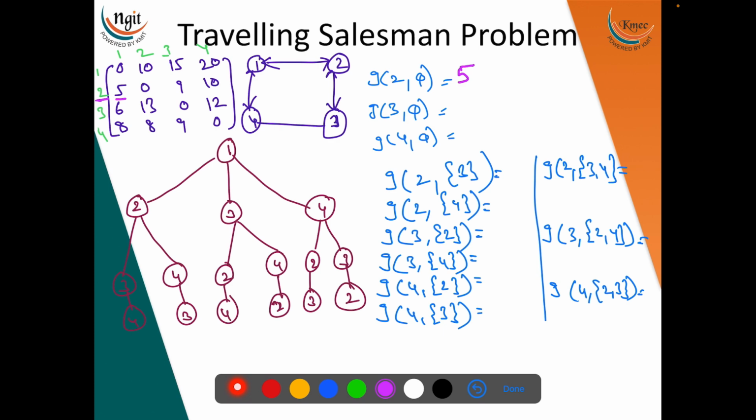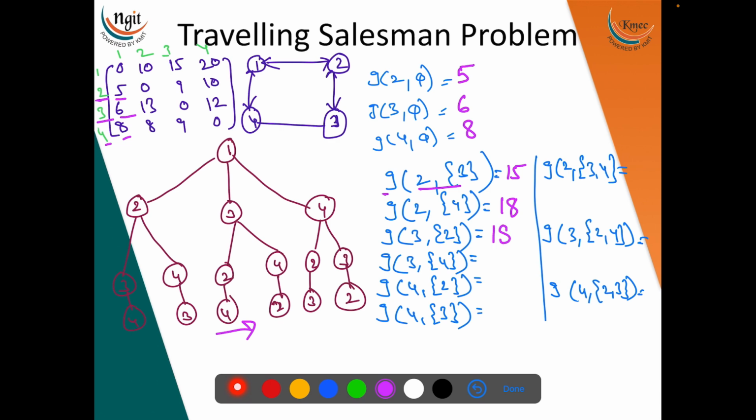2 comma 1 is 5. These values have to be reflected in your paper along with the recursive tree. And what is the 3 comma pi value? 3 comma 1 is 6, and the 4 comma pi value is 8. After that, the G(2, 3) value also you have to write. What is the G(2, 3) value? It is 15. From the last diagram you can write all this. 2 comma 4 value is 18. How did I get these 2 comma 4 and 2 comma 3 values? You can write the complete formula.